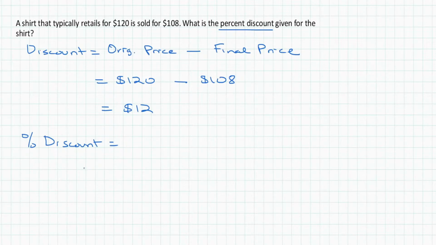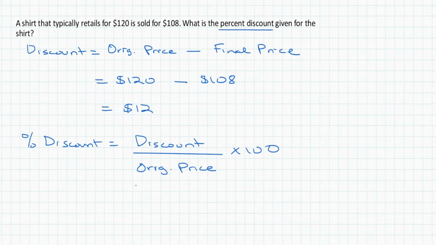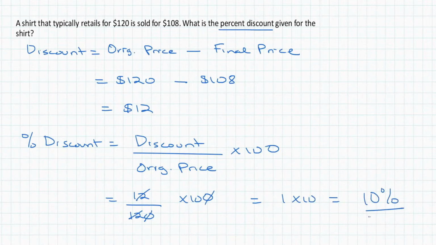So the percent discount is going to be your discount divided by your original price multiplied by 100. So here our discount is 12, our original price is 120, and then we multiply by 100. So I'm going to cross this 0 out. 12 cancels itself. So we're going to have 1 multiplied by 10, which is going to give us 10%. So there is a 10% discount if we sell for $108 what originally retails for $120.